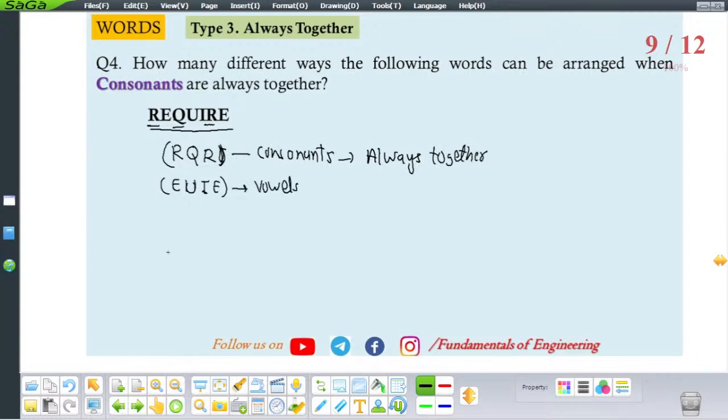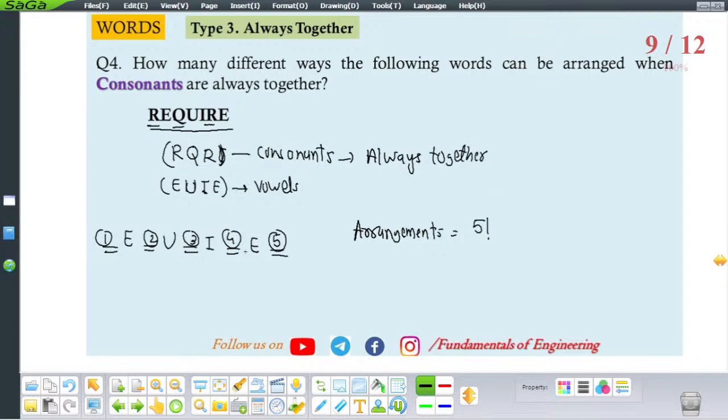So, possible arrangements there we can do. At the first place we will get these consonants, then in between E and U, in between U and I, in between I and E, and at the last. So possible arrangements: 1, 2, 3, 4 and 5. So how many different ways we can write? 5 factorial. Now see, are there any repeated letters?